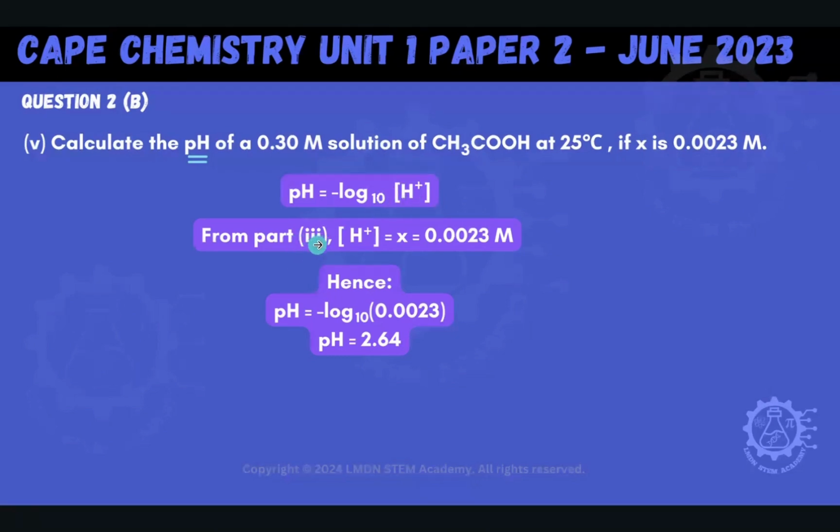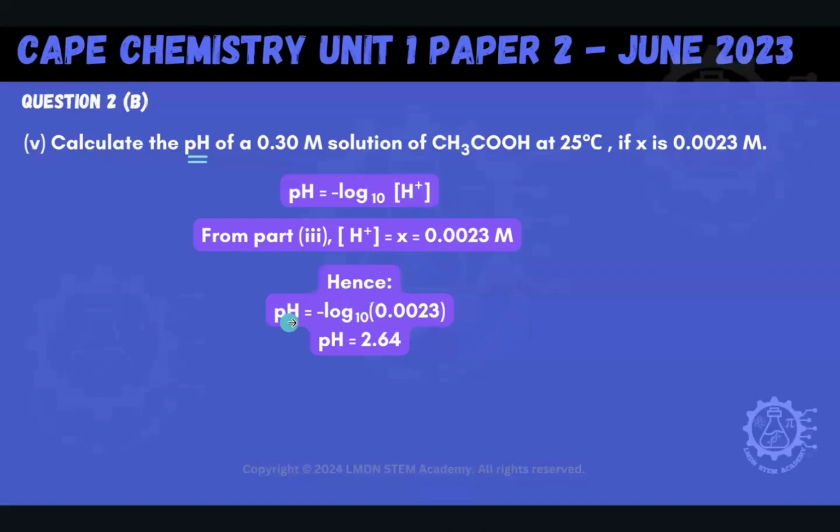And so from part 3, we knew that the H plus concentration ended up just being equal to X, right? Remember, it was just 0 plus X, which is X. And so that's what H plus was. And so if they're telling us that X is now 0.0023, then we know exactly what the concentration of our H plus ions is. And if we know what the concentration of our H plus ions is, then we can just plug that in here, right? Literally just take this and plug it in here.